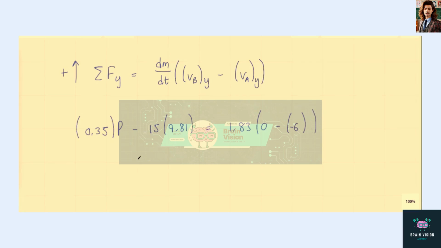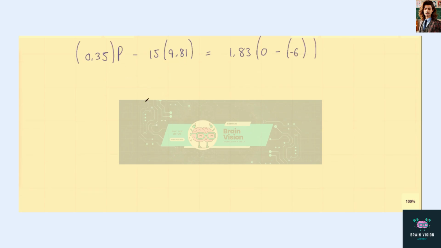And so if we rearrange this equation, we can solve for the air pressure which the lawnmower exerts on the ground, P, and we get the pressure P to be 452 pascals.